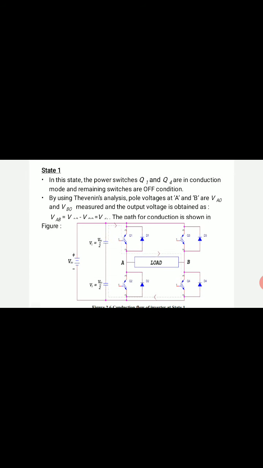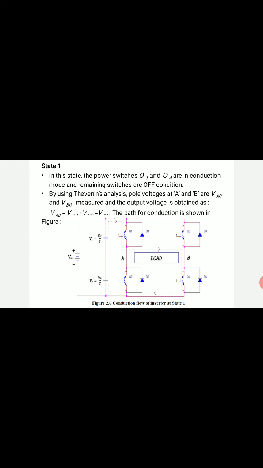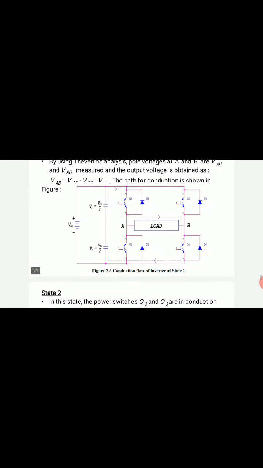So if you analyze different switching states individually, you can understand that in state 1, power switches Q1 and Q4 are in conduction mode, remaining switches are off. You can see the path of conduction which is marked here. It passes through capacitor 1 which has voltage V1 equal to VDC by 2 across it. So the current travels from capacitor 1 through transistor Q1, then to load, and then through transistor Q4, and then back to capacitor 2. This is the conduction path in switching state 1. Total voltage appearing across the load will be VAB equal to VAO minus VBO, which is equal to VDC.